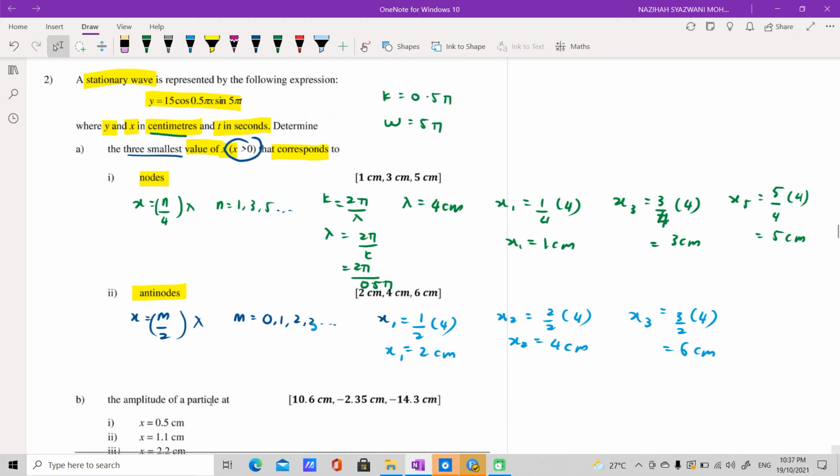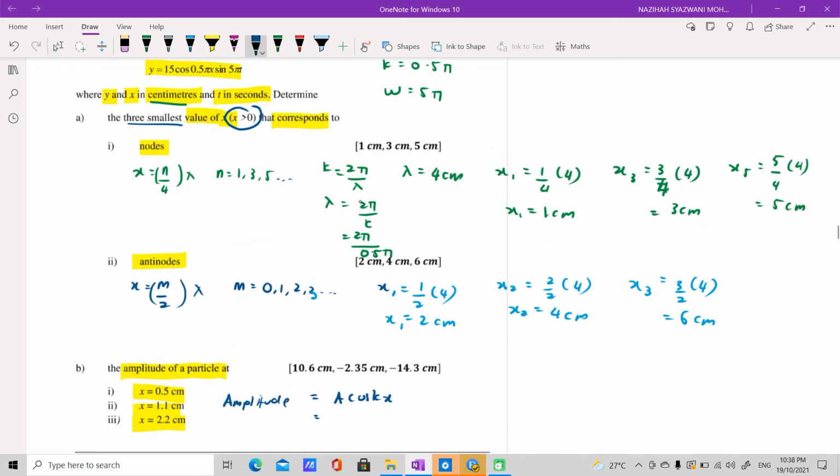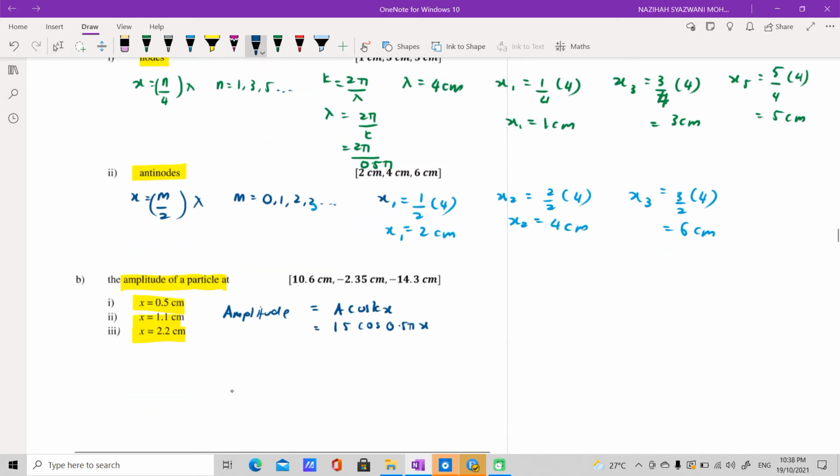For part B, they ask you the amplitude of the particle at x equals 0.5 cm, x equals 1.1 cm, and x equals 2.2 cm. What you need to know is that to find the amplitude, we are going to look at this part of the equation, 15 cos 0.55x. We are going to use only this part of the equation, and we are going to substitute when x equals 0.5.